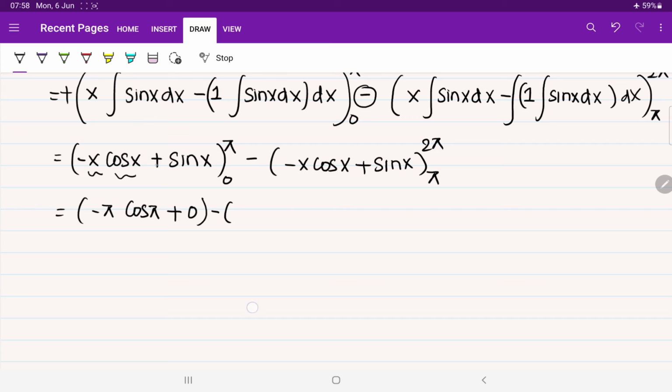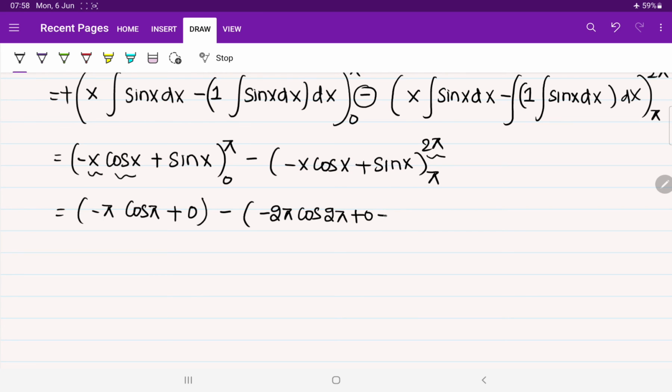See, 0 into cos 0, cos 0 will become 1, but 0 into 1 will become 0, and sin 0 will be 0. So the overall lower limit value will be 0 only. I am not considering it. Similarly, let us move on to the second part. Here if I substitute the upper limit, it will become minus 2 pi into cos of 2 pi. Sin 2 pi will be 0, you can ignore it. Minus, let us substitute the lower limit.